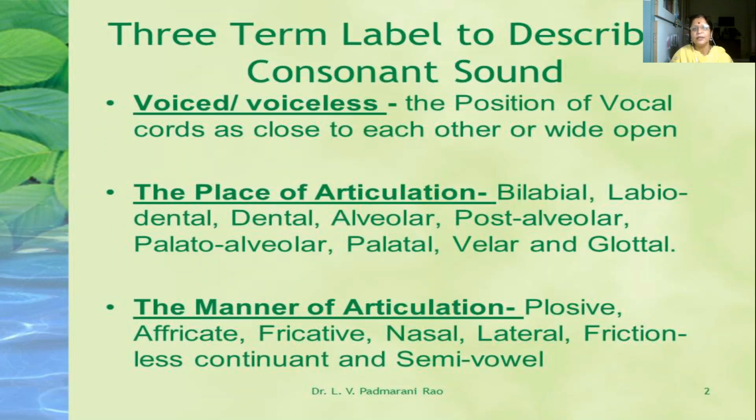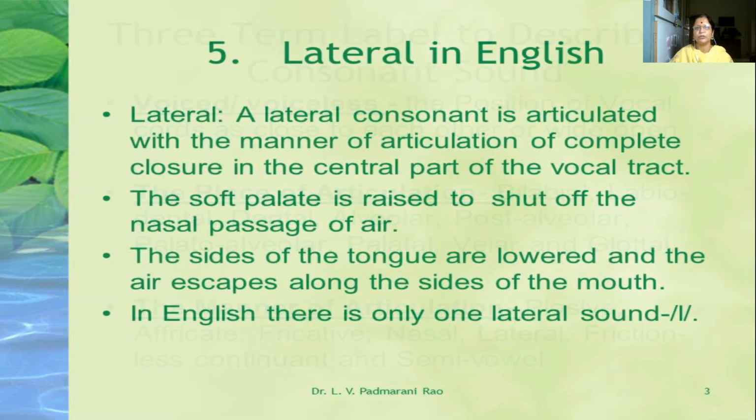Depending upon the way in which the air that is coming out from the lungs is passing through the mouth, which we call manner of articulation or stricture, we have different varieties of consonants like plosives, affricates, fricatives, nasals, lateral, frictionless continuant, and semivowel. Today we shall be talking about the lateral sound in English and the frictionless continuant.